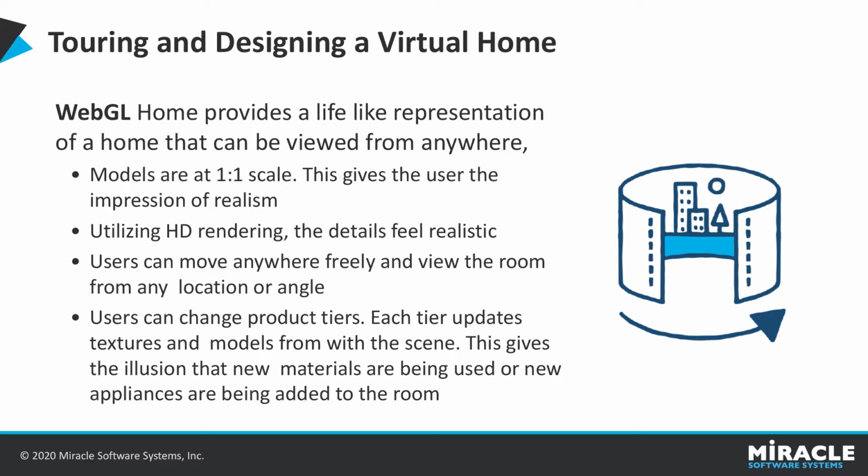Users can move anywhere in the room, view the room from any location or angle. So when we're designing this, we want to make sure that we don't leave any open models and that things are seated correctly and appropriately to make the illusion of realism. Users can switch through the different tiers and change textures. They use some interactions and see the different capabilities of the actual room that they're designing. So perhaps they don't necessarily want to pay the extra for the in-cabinet microwave. They can see what it looked like with or without that, which you'll see shortly in the video.